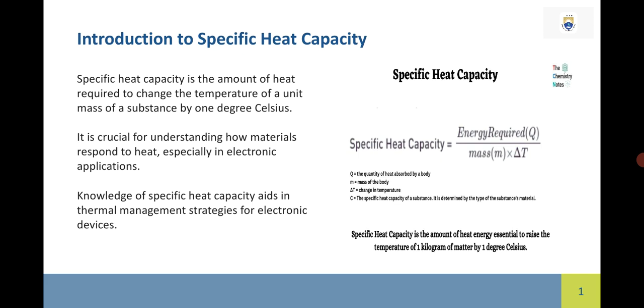Introduction to specific heat capacity. Specific heat capacity is the amount of heat required to change the temperature of a unit mass of a substance by 1 degree Celsius. It is crucial for understanding how materials respond to heat, especially in electronic applications. Knowledge of specific heat capacity aids in thermal management strategies of electronic devices.